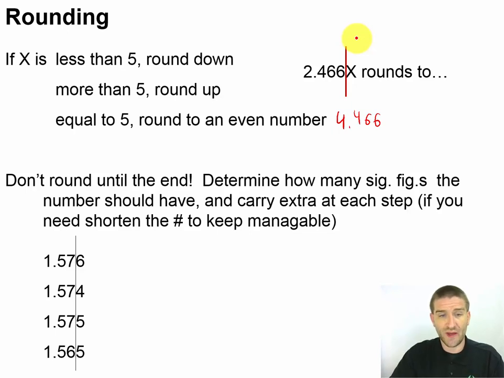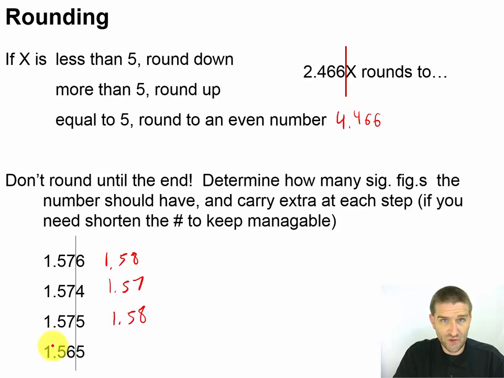Okay, so let's walk through that one. So for this first one, 1.576, it's larger than 5, so we're going to round up. That'll be 1.58. This one is 1.574. It's less than 5, so we're going to round it down. 1.57. Here's one where we're right there at that dividing line. 1.575. I have to make this into the even number, so this one would round to be 1.58.